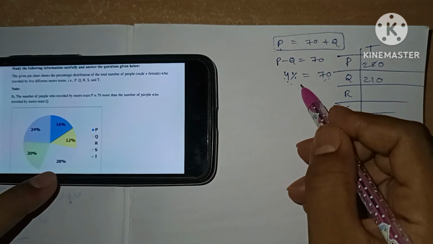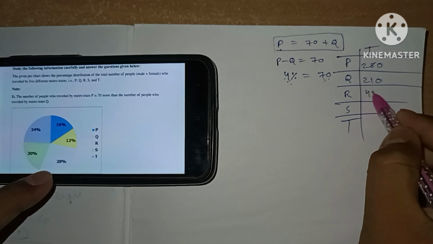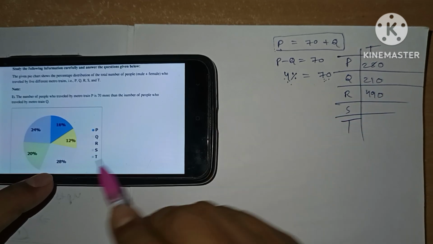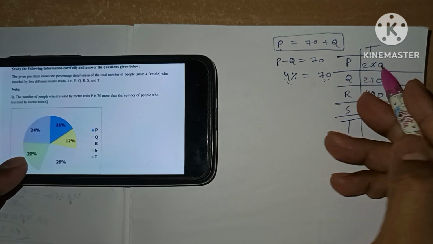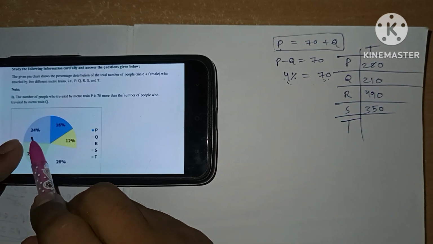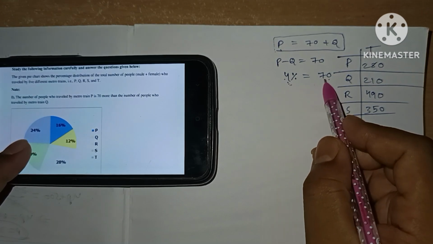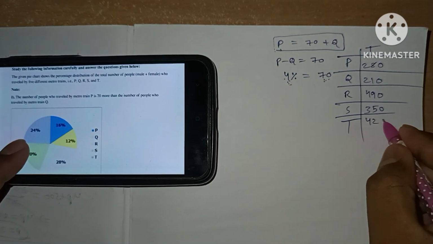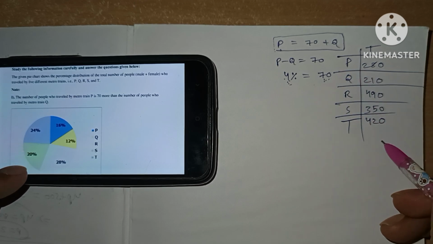Here 28 percent, 4 into 7 times, so 7 times 70 will be 490. Next one 20 percent, 4 into 5 times, so 5 times 70 will be 350. Next one 24 percent means 4 into 6 times, so 6 times 70 will be 420. So these are the total number of people traveling by individual trains.